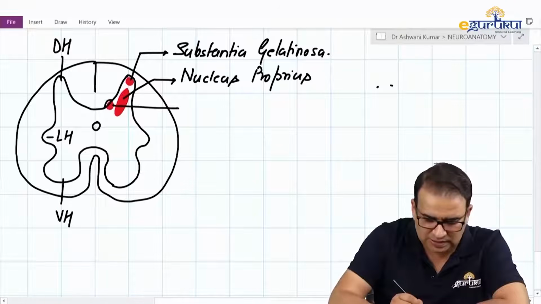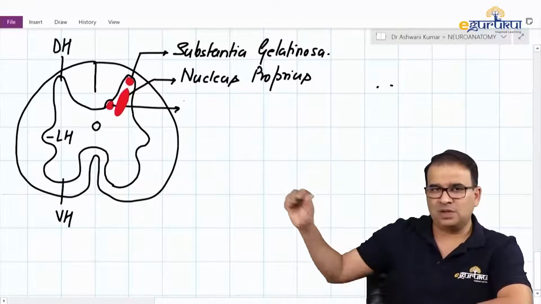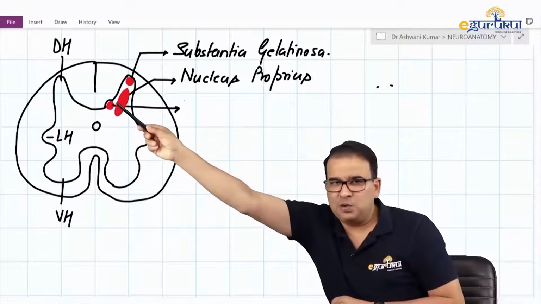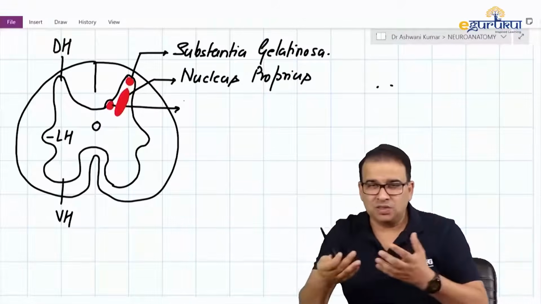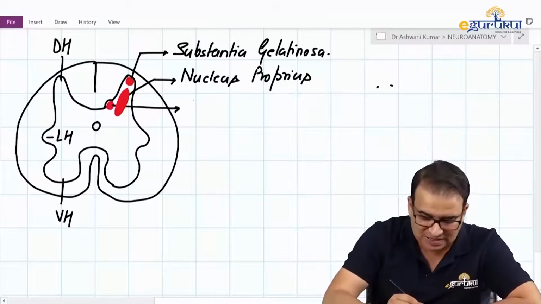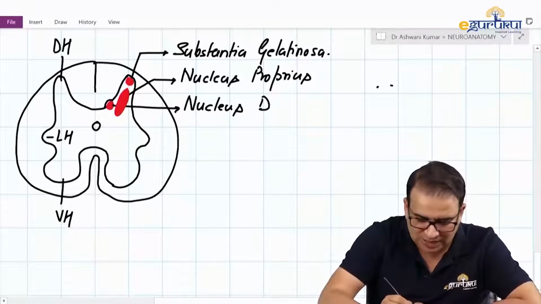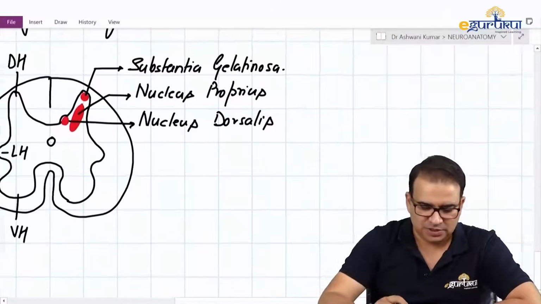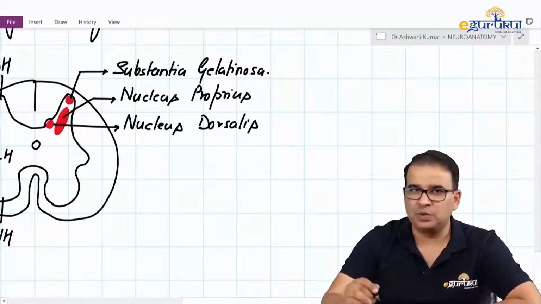And then this nucleus, see how we name it, the one that I marked right now. You can see a part of this nucleus is projecting toward the dorsal column, where the dorsal column tract is present. So we call it nucleus dorsalis. Substantia gelatinosa, nucleus proprius, and nucleus dorsalis.